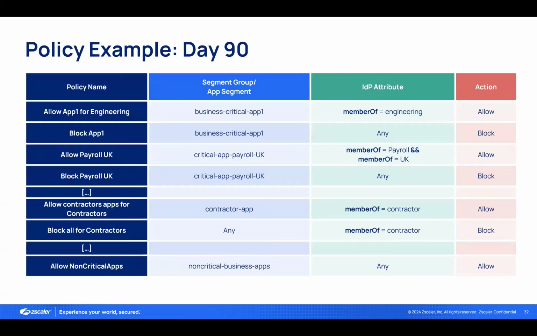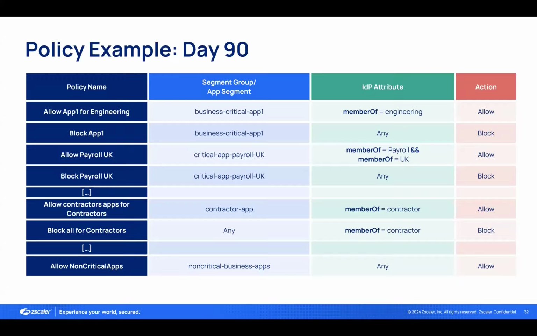Finally, here's what our policy can look like on day 90. Here, we still have our defined critical applications, and we probably have several more that have been added since then. We also still have our rules for contractors, and we're still blocking access to all applications for contractors, except for the contractor-specific application segment. The main difference between day 90 and day 30 is you'll notice here at the bottom that our wildcard discovery segment has been replaced. We're no longer doing discovery, allowing access to any applications for any users.